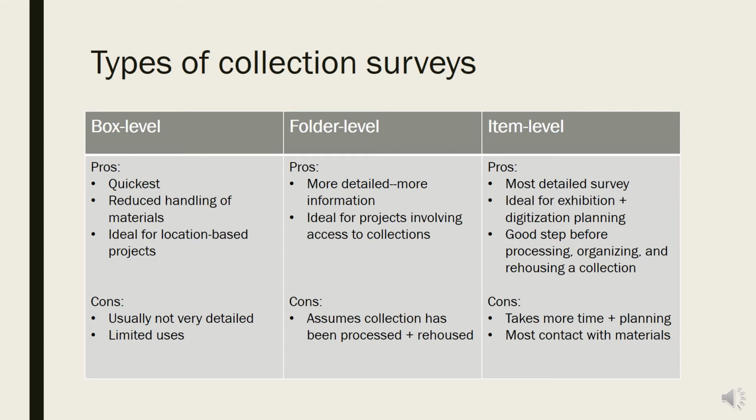And finally, an item-level inventory is a survey of all items in a collection. This is the most detailed of the 3 types of surveys and is ideal for planning for an exhibit or a digitization project. If you've just acquired a collection, this is also a good step before processing, organizing, and rehousing. Because it's so detailed, it takes considerable time and planning.